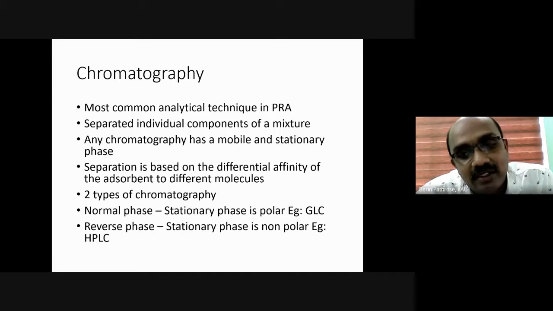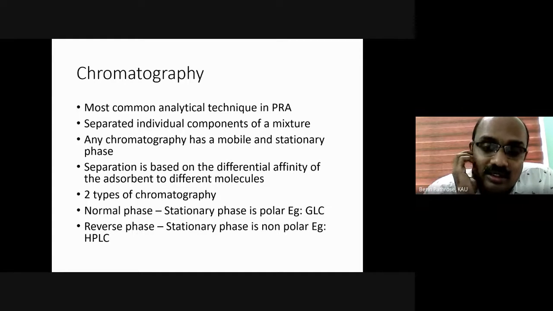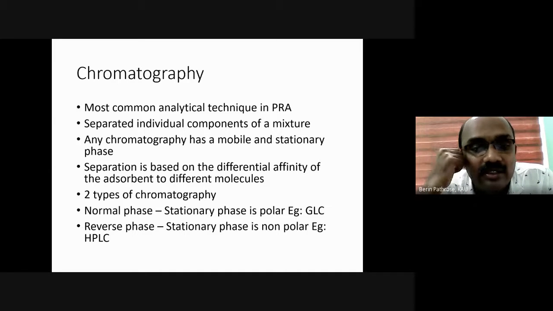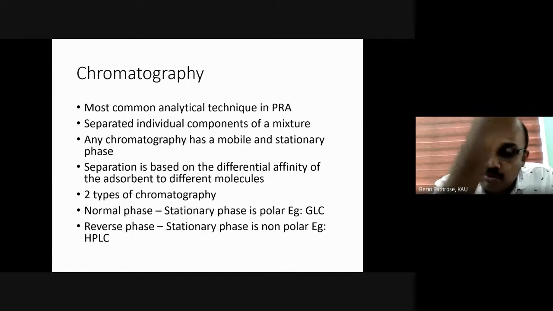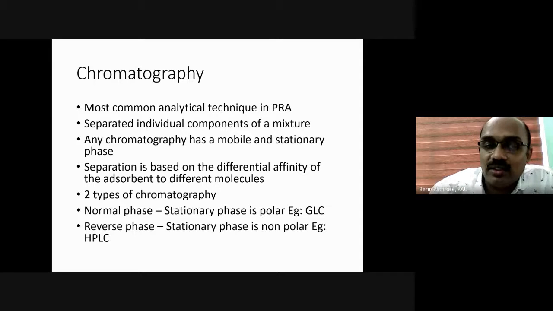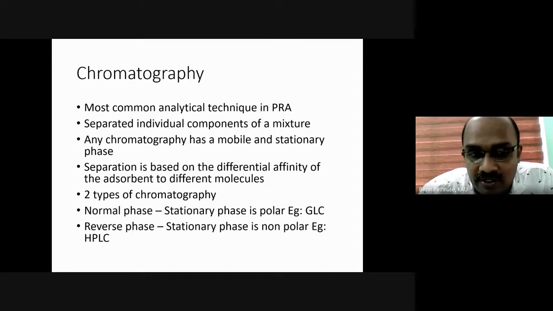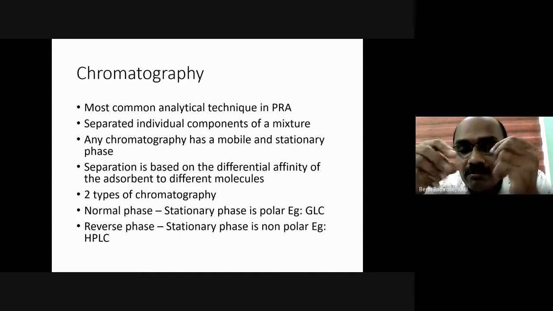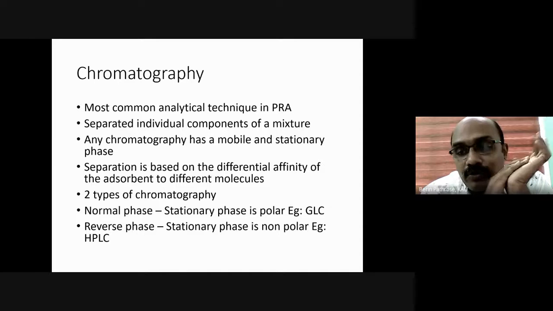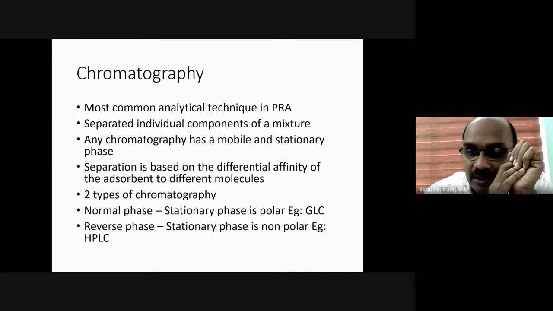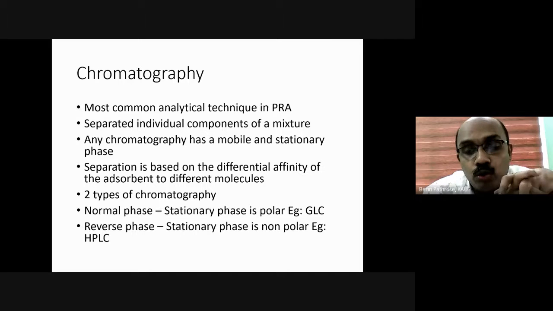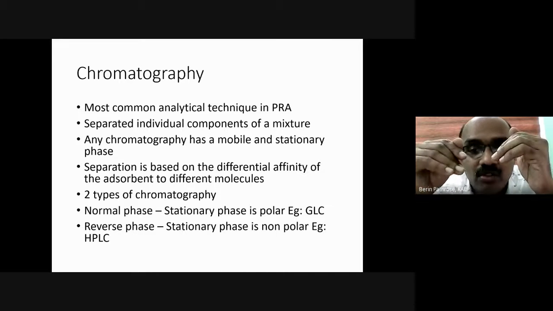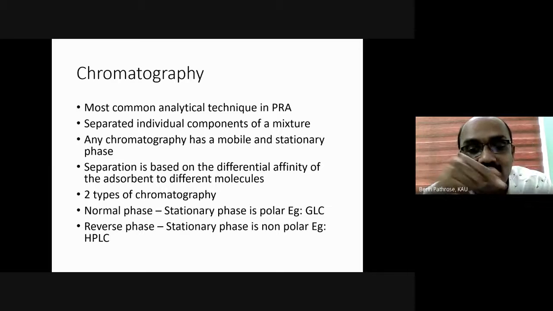Yes, anything which remains, which is not moving, that is the adsorbent that is remaining in that cartridge, which is not moving, that is the stationary phase. The solvent which we are adding onto that stationary phase and which moves according to the force of gravity is called the mobile phase. And what will happen is that if you are adding a mixture of compounds into the top of that stationary phase, the compounds will get separated out based on the affinity of the compound to the stationary phase as well as the solvent.